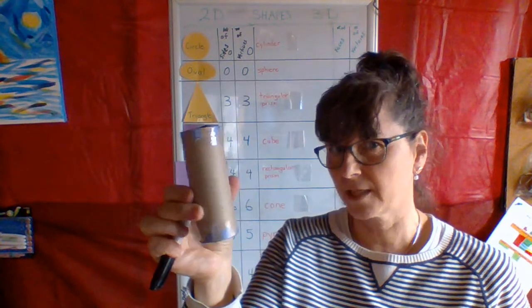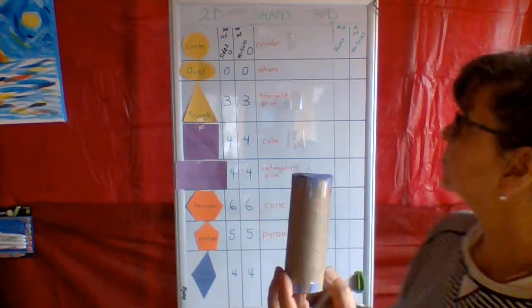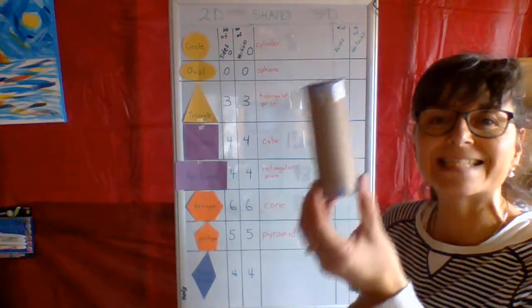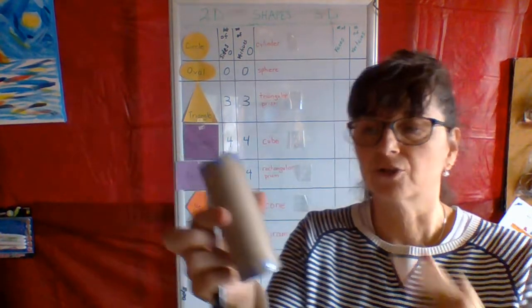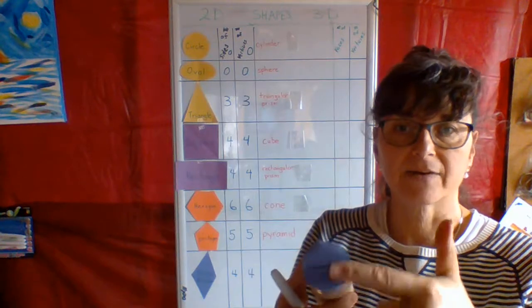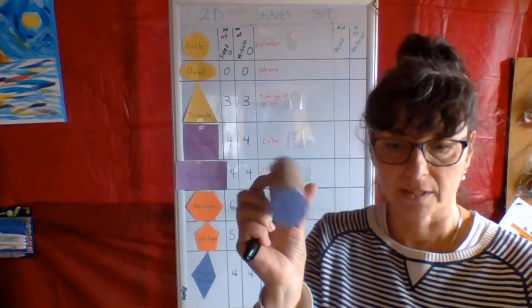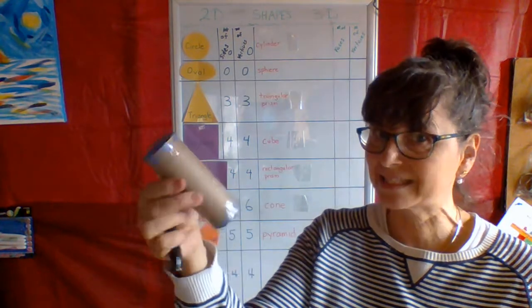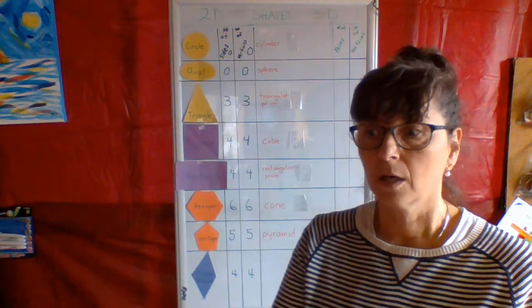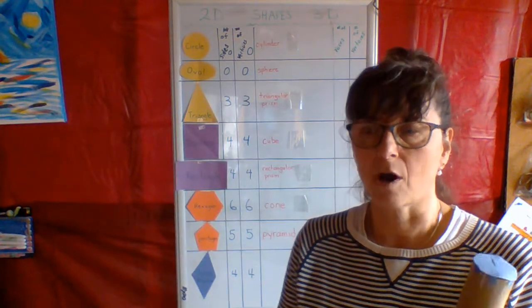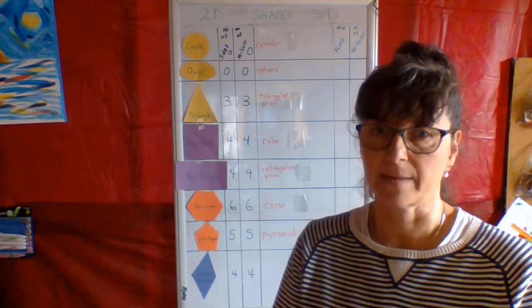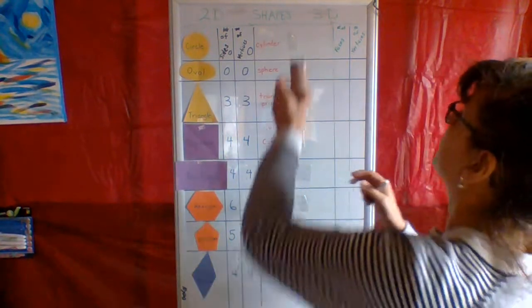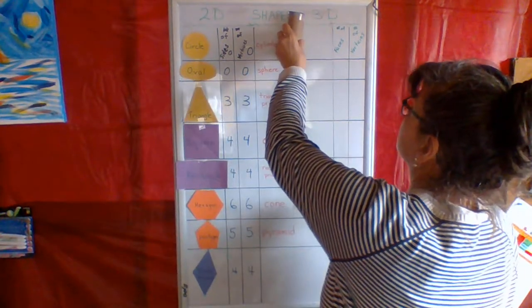Anybody know what this shape is called? If you're not sure, I've got the names right up here, and I'm starting with this one, and it's called a cylinder. So I made my cylinder out of a toilet paper roll, and I just covered up the ends with circles. If you have blocks at home, there might be some cylinder-shaped blocks, or say a yogurt container or a jar. Those would be cylinder type things that you would find around your house. So this is our first one, our cylinder.